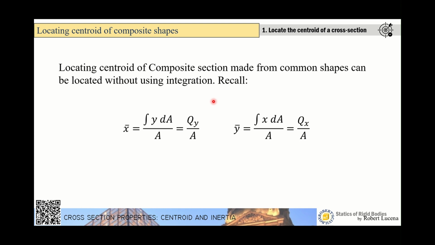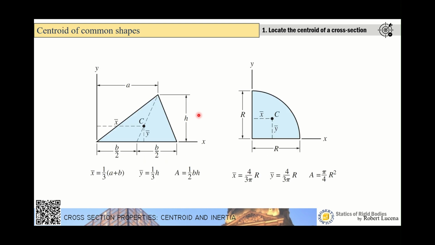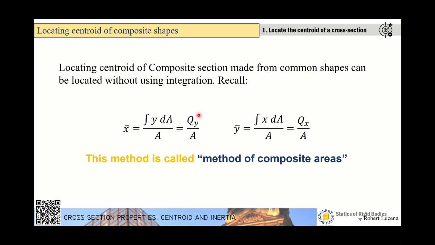When we are talking about common shapes, we can evade the process of using integration because we'll be using the composite shape method. In the composite shape method, we have to get the first moment of area of the whole composite shape by adding up the moment areas of the common shapes composing it. So this is what they call the method of composite area. It is important for us to understand how to get the moment area of the common shapes constituting the composite shape.